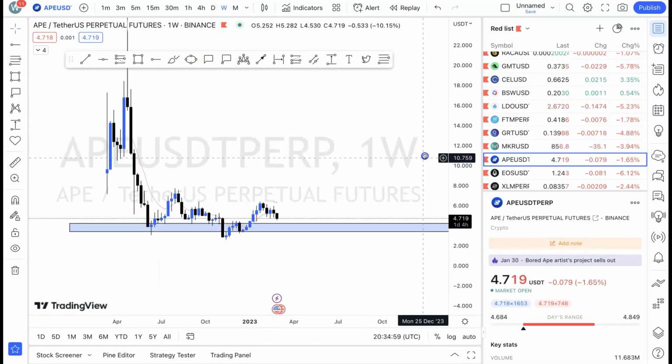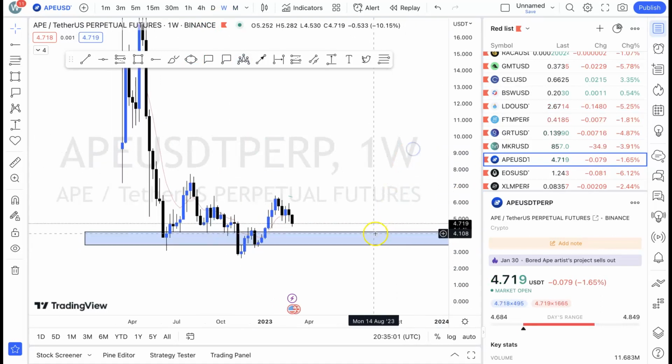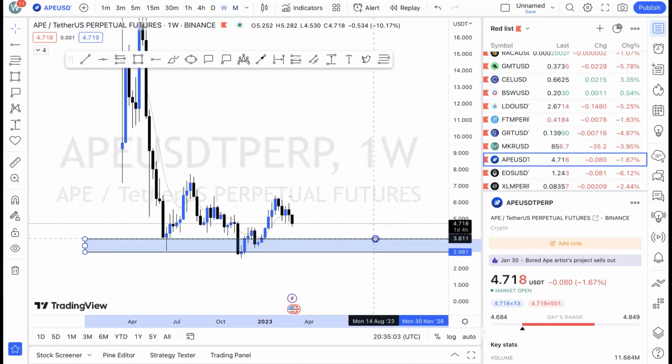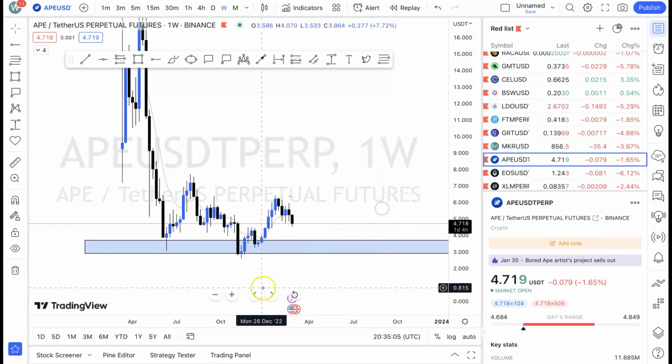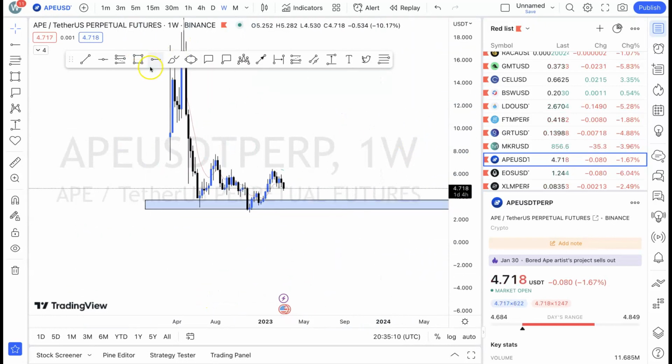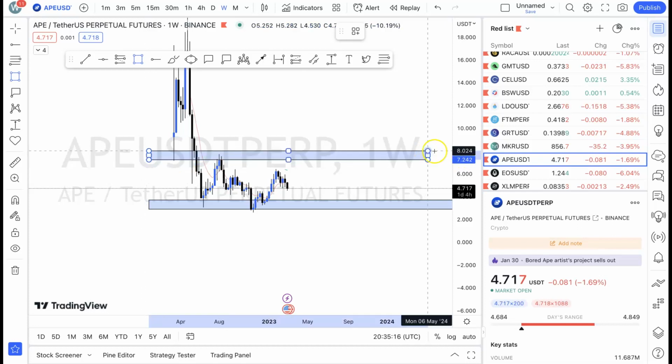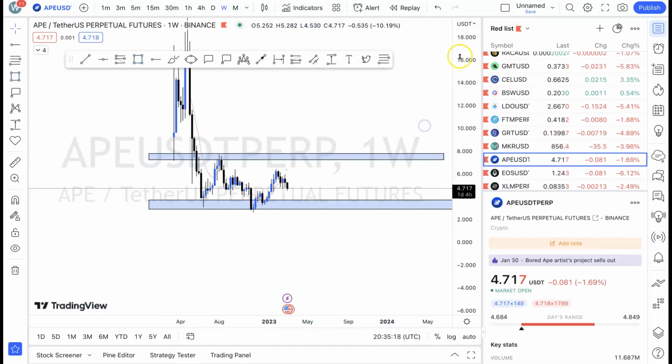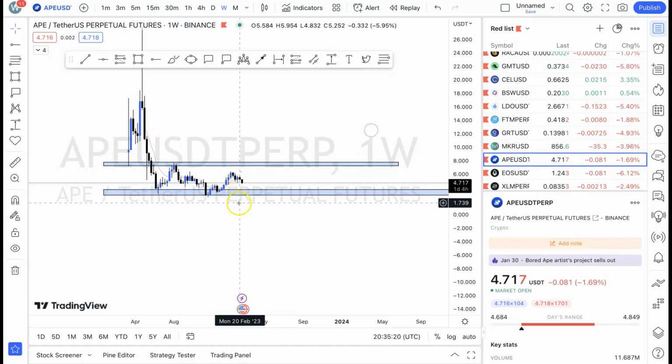If we go to the weekly chart, you'll also see what I'm trying to show you. Let me adjust this so that it fits properly. So look at what is happening for Ape. If we go lower than this, then it's going to be very terrible for the holders. So I think price is going to recover. It takes a while. It's not magic, right?